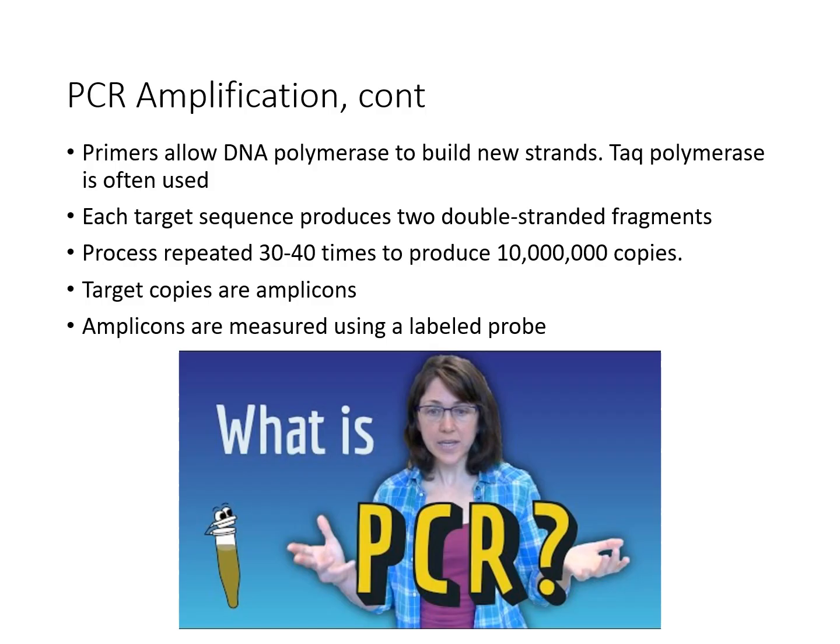Each cycle produces 2 double-stranded DNA fragments from each target sequence. The cycle is repeated 30 to 40 times, leading to the production of approximately 10 million copies of the target DNA. These DNA copies are called amplicons. The amount of amplicons is measured using a labeled probe, which allows detection of the target DNA.